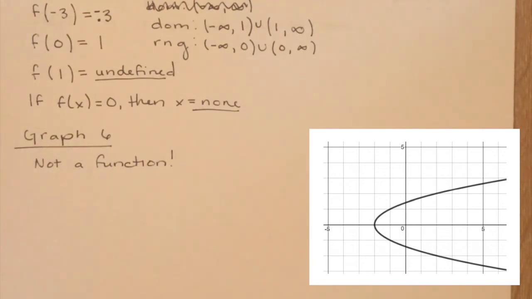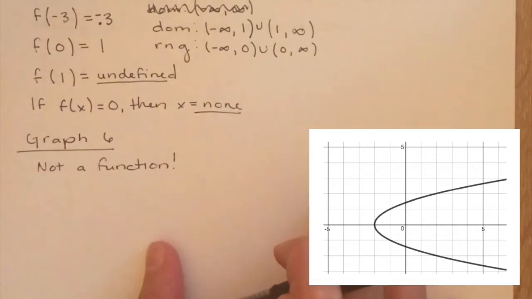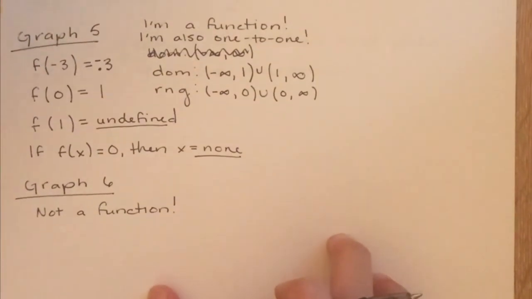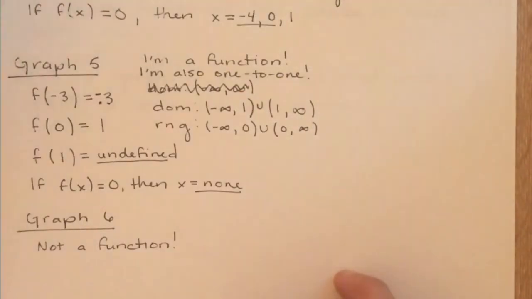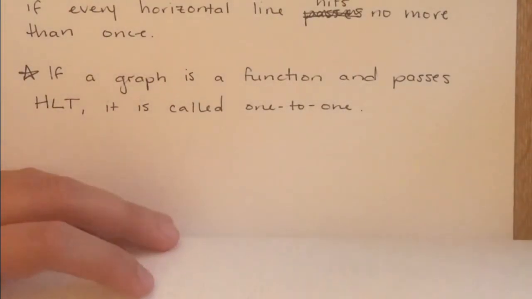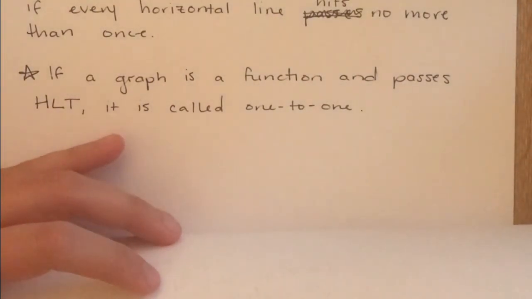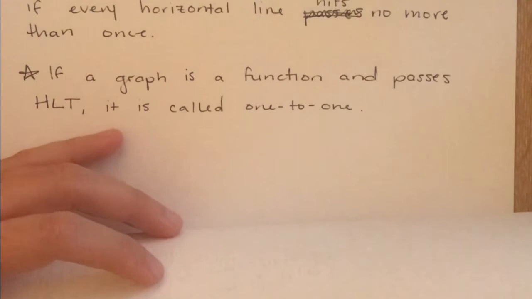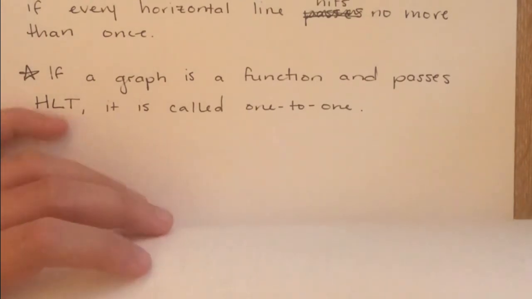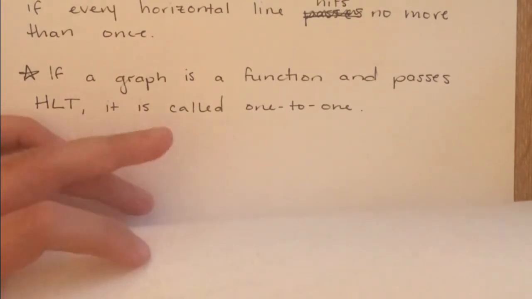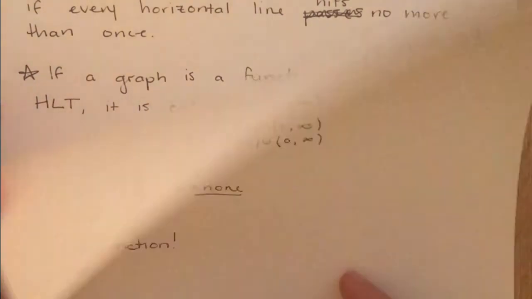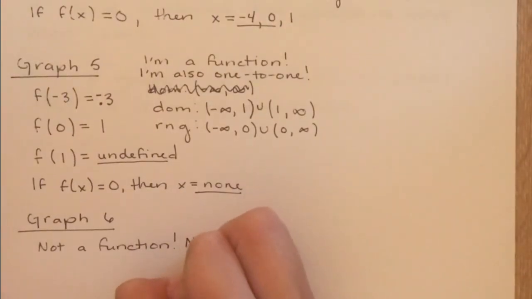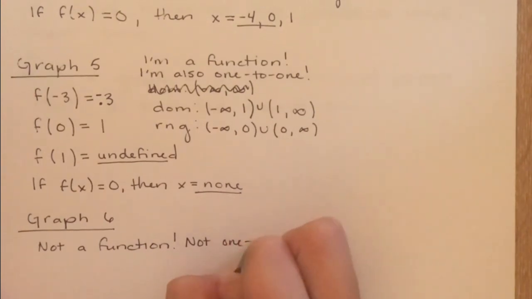Does that mean that we're one-to-one? Really quick, let's take a look back at our definition of one-to-one. A graph is called one-to-one if it is a function and it passes HLT. So we did pass the horizontal line test, but it's not a function, so it can't be considered one-to-one. Not a function, not one-to-one.